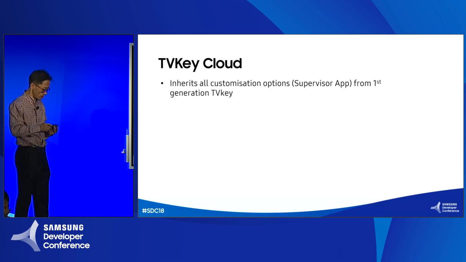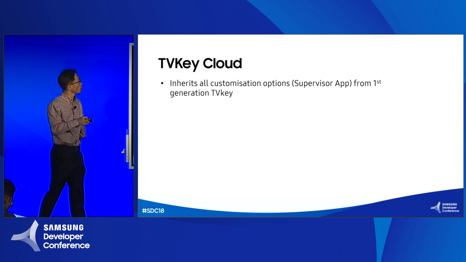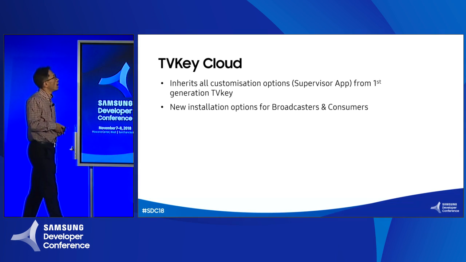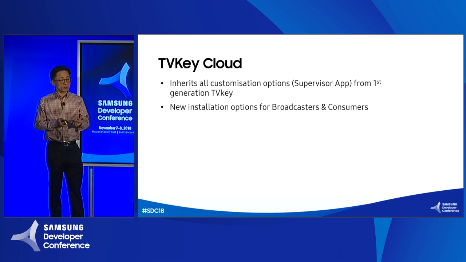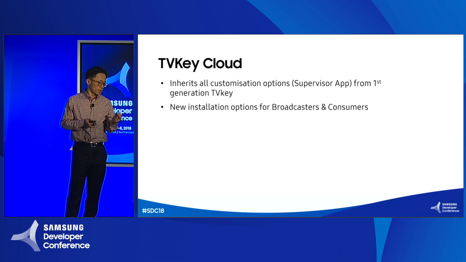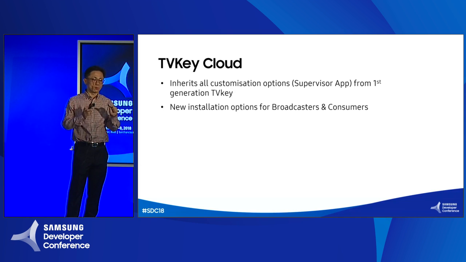That is simply understandable. So TVkey Cloud, as I explained, inherits all customization options from the existing TVkey solution. So far it was quite predictable when we had to install the operator's application. In the case of the dongle solution, it is when the user inserts the dongle that we have to install their application into our TV.